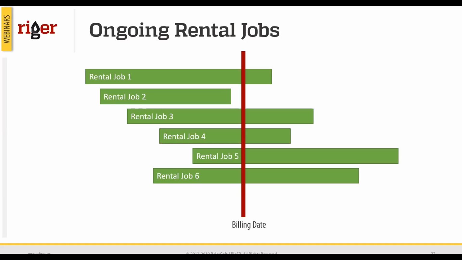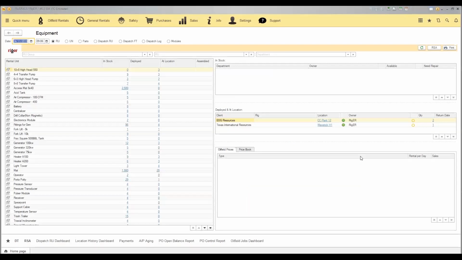The invoice generation tool will automatically calculate rental periods for a new rental job, or take the rental period start date from the last invoice date and generate invoices. So now Gleb will demonstrate how to use this invoice generation tool in the RigER system.